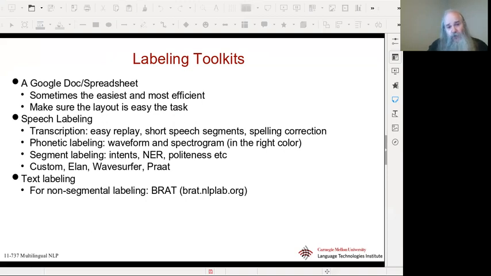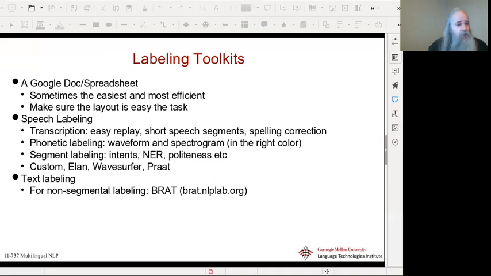Speech labeling, you can do transcription. So you listen to it, but you want to have a good replay option. You want to make sure that the segments are not too long, because if you play it and listen to it, you can remember up to about 10 to 15 words. But after that, you'll make errors. And so, if it's 30 words long, you've got to listen to the first bit that you've already transcribed, and then you have to listen to the second part.